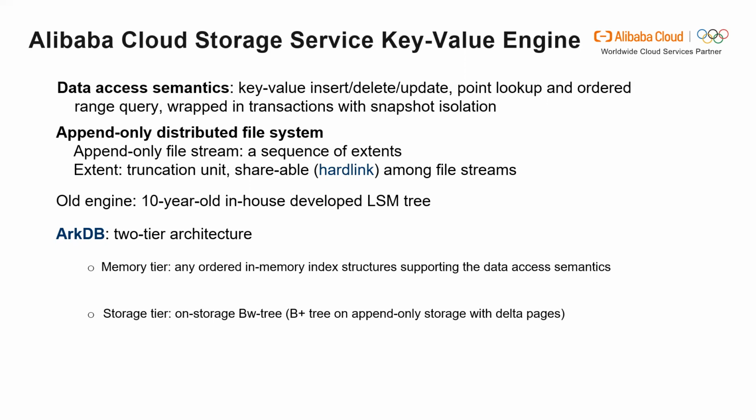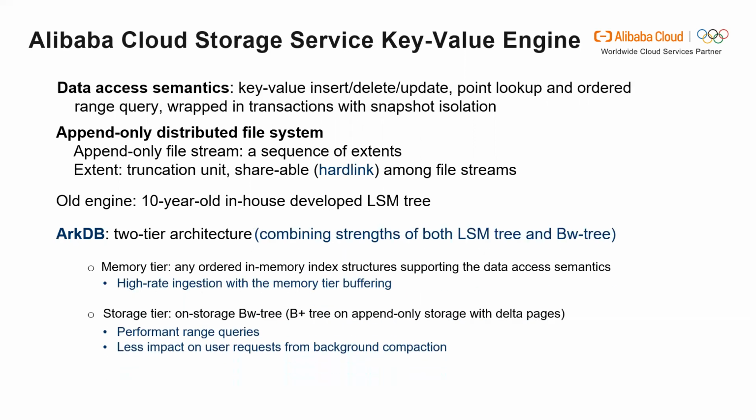Bw-tree issues only sequential storage writes. In Bw-tree, a leaf page may consist of multiple data pages on storage. It maintains an in-memory mapping table to map a page ID to this page's most recent data page. So ArkDB combines the strengths of both LSM tree and Bw-tree. With a memory tier buffering, it supports high-rate ingestion. With on-storage Bw-tree, it performs range queries well, and the page-level compaction has less impact on user requests.